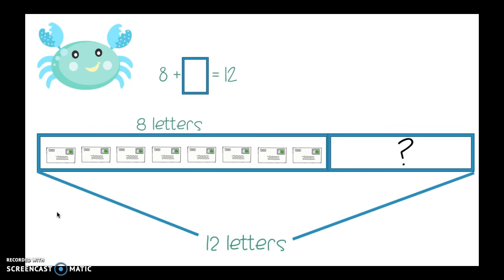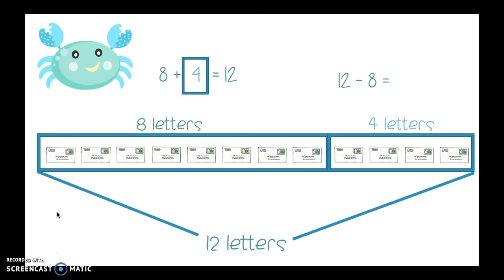So I'm going to start by counting on. I'm going to say 8, and then I'm going to draw letters until I get to 12. 8, 9, 10, 11, 12. Stop. Okay, how many letters did I draw in that second part? Yeah, you're right, 4. So 8 plus 4 equals 12. That means Krabby needs to write 4 more letters.